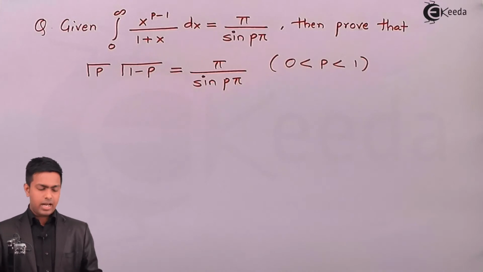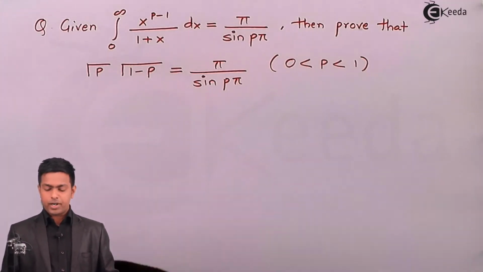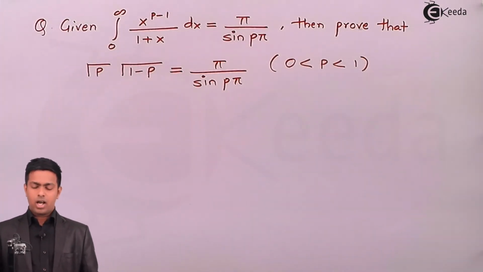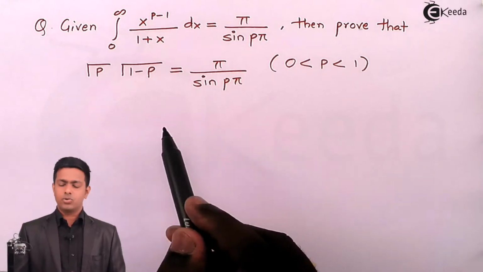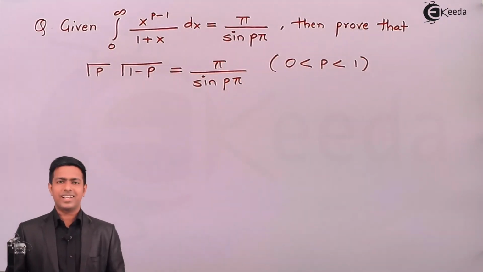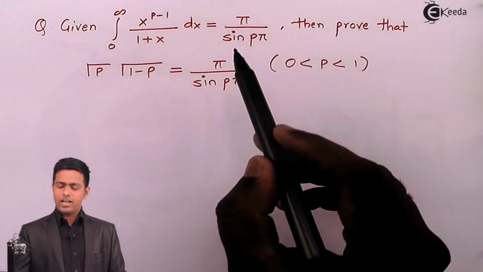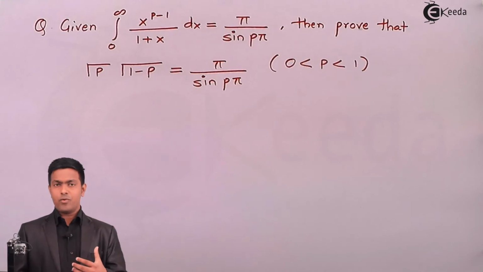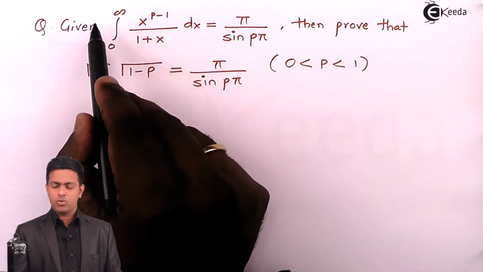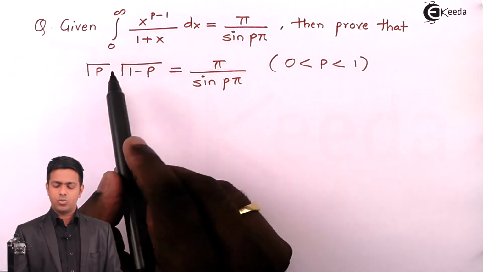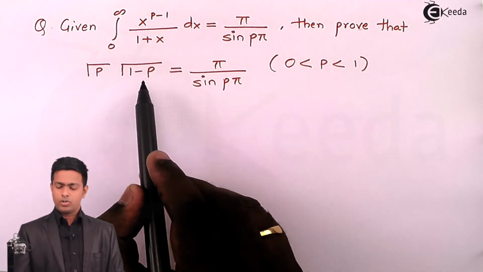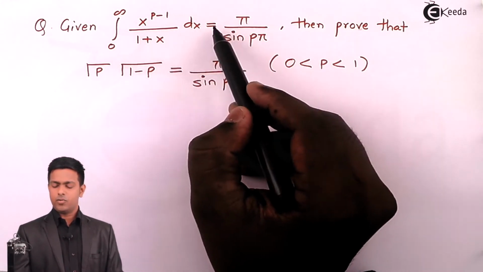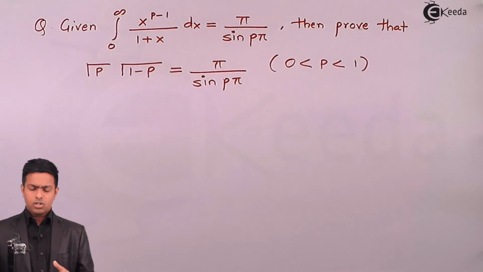Now guys, let me tell you that this is one of the important properties of the gamma function, which is used to evaluate multiple numericals. So now we will derive this property with the help of the given integration. Since the value is given as pi upon sine p pi, we just have to prove that the integration evaluates to gamma p into gamma 1 minus p, because if it is equal to gamma p into gamma 1 minus p, we can easily say that it is equal to pi upon sine p pi. It's so simple. So let's start with the integration.